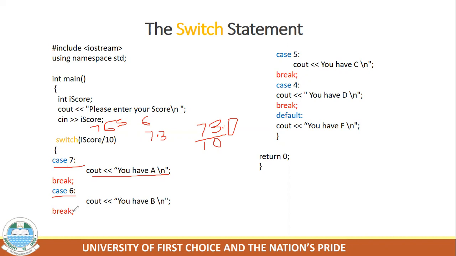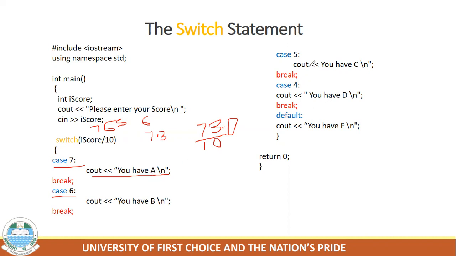Now, it is important you use a break statement. Imagine I did not include my break statement. What will happen? Suppose my score is 76 divided by 10. You have 7. Switch 7, that is to say, take me to case 7. So if I don't have my break, it will execute, you have A, you have B. That's what will be executed.